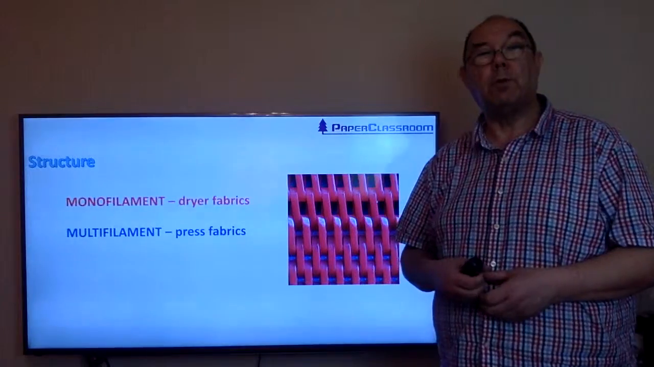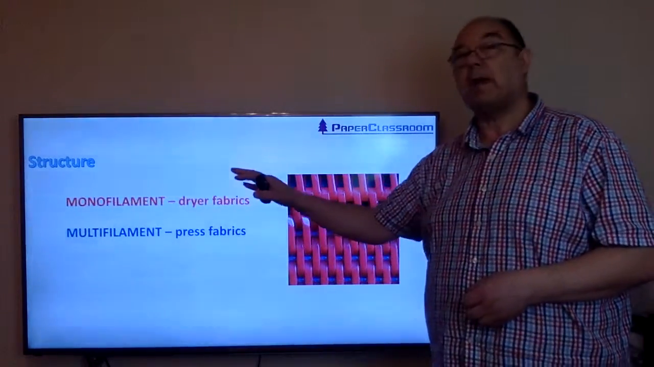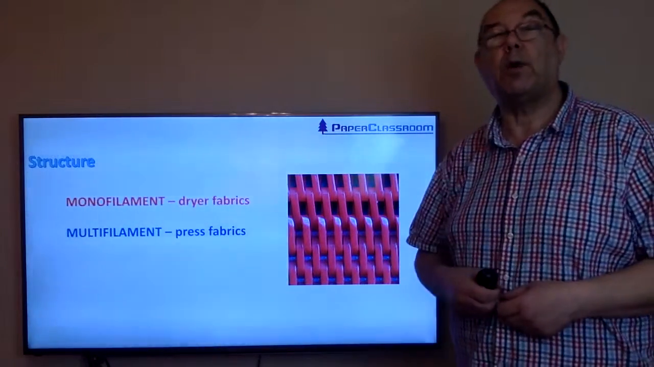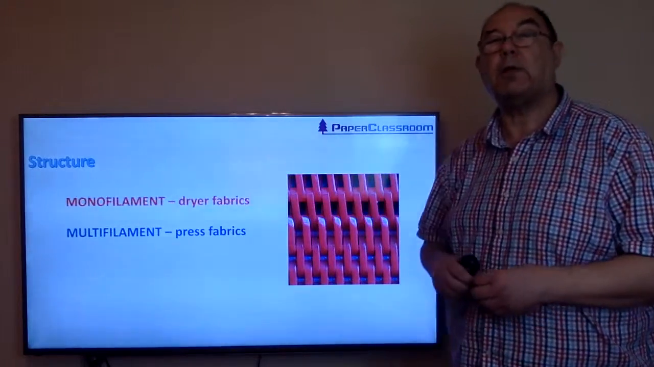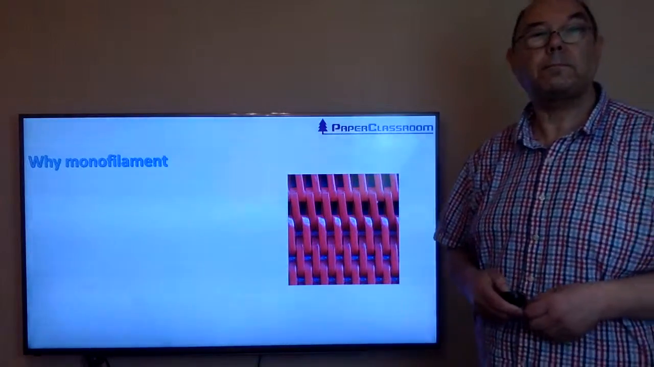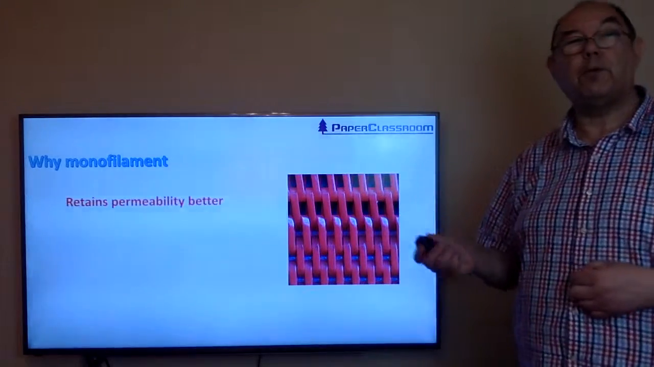We've talked about multifilament when we've talked about press fabrics. So press fabrics have multifilament fabrics because you want places for the water to hide. Dry fabrics, you want monofilament because you don't want water there to hide. You want the water to be thrown off. So why monofilament? A few good reasons.